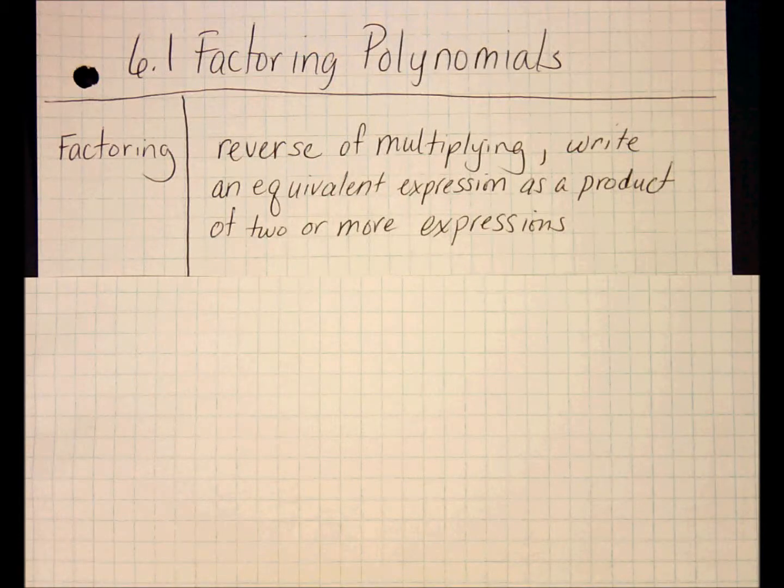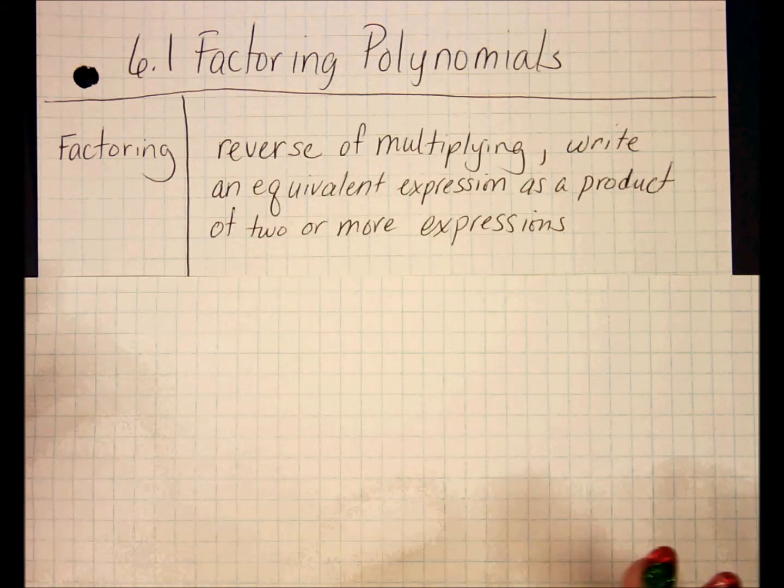This is 6.1, factoring polynomials. So when we're talking about factoring, it's the reverse of multiplying. So you write an equivalent expression as a product of two or more expressions. Back in chapter 5, we learned how to use the box and multiply. Now we're going to turn it around and go backwards.